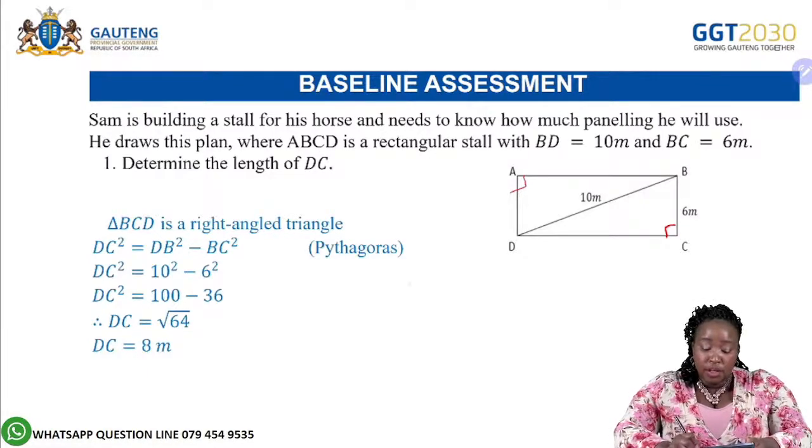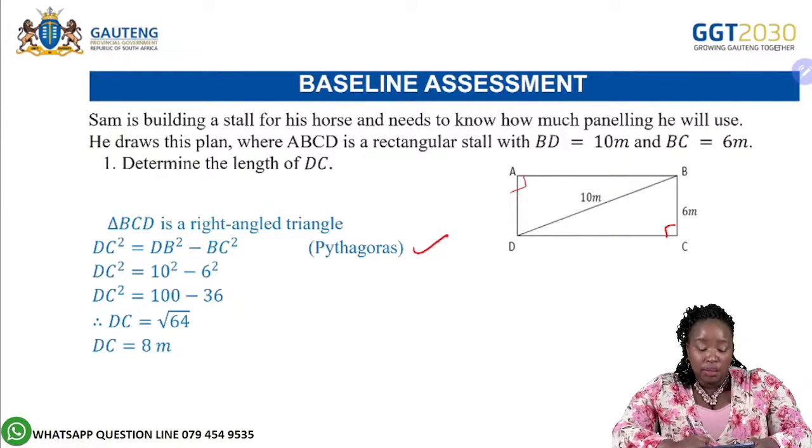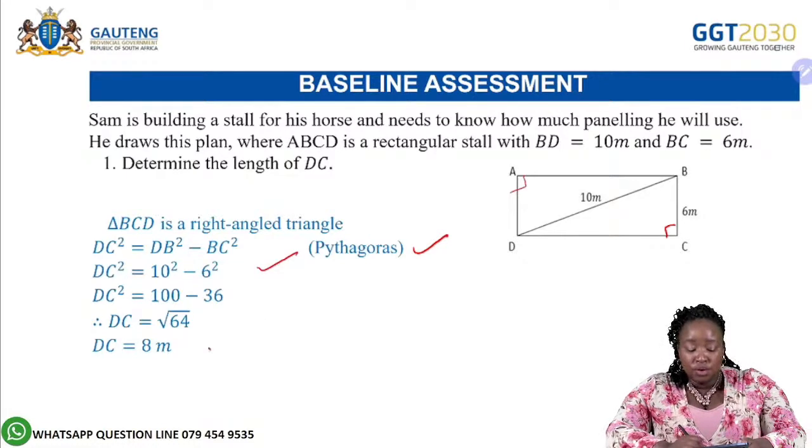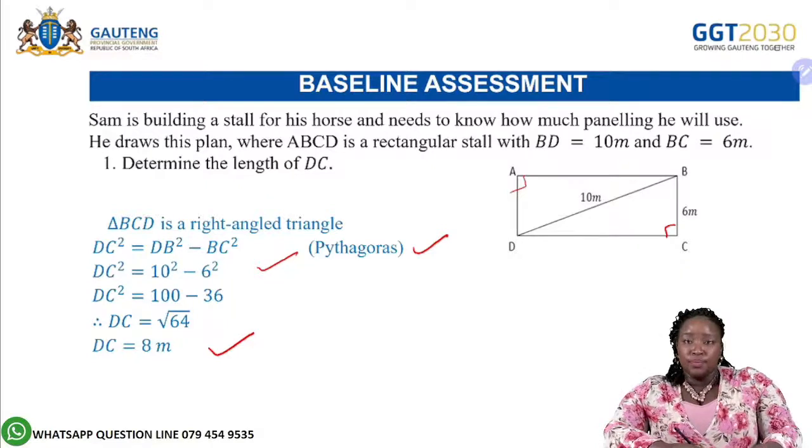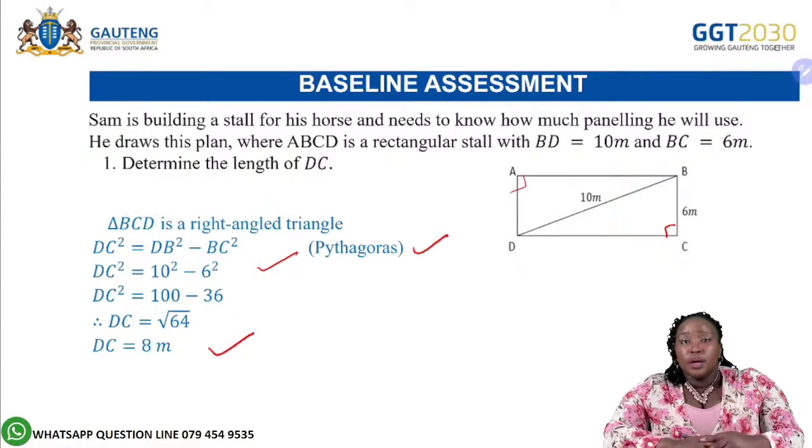For this question, you are going to get a mark for having the correct statement and reason. Your correct substitution also gets you a mark, and also getting the value of DC. Okay. I'll just give you 1 minute to quickly do this and then we'll move on to the next question.